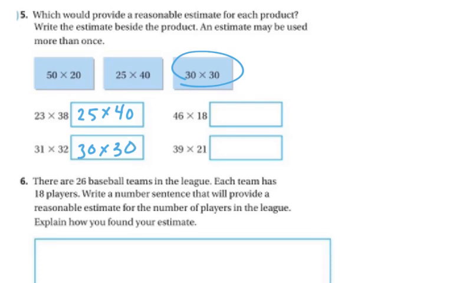And then 46 times 18, well, that's close to 50 times 20. And then this one's 39 times 21. So that's close to 40 and close to 20. 40 and 20. You know what? I would probably go with this one, 25 times 40.